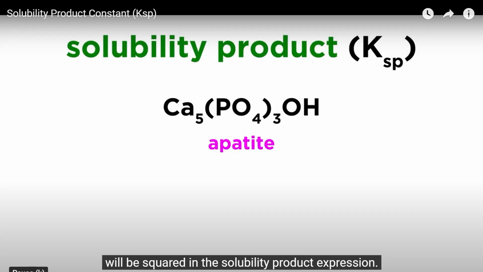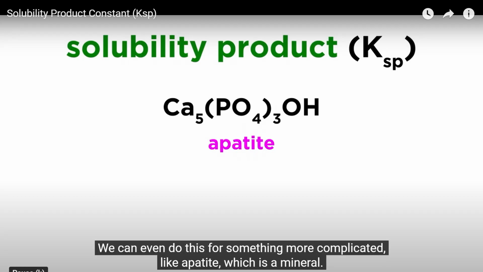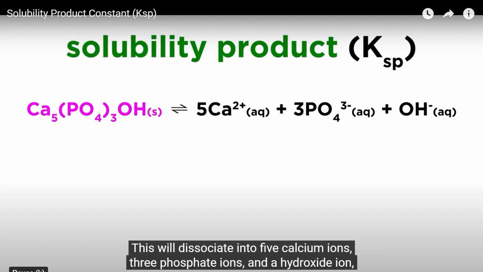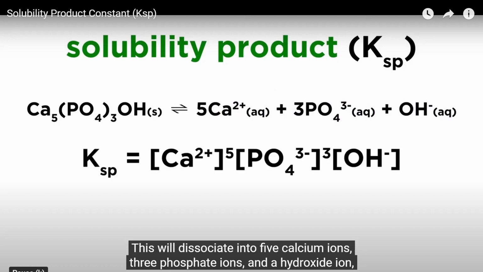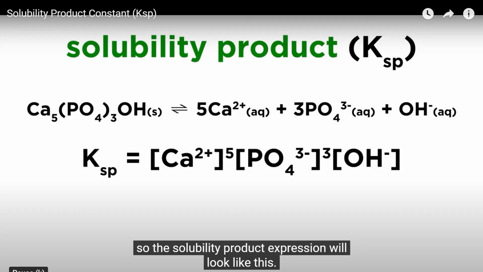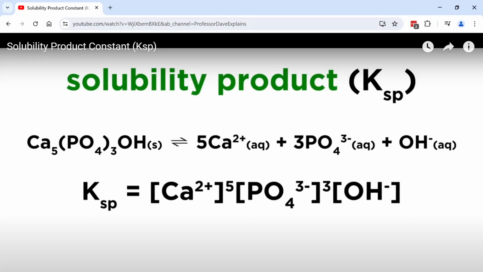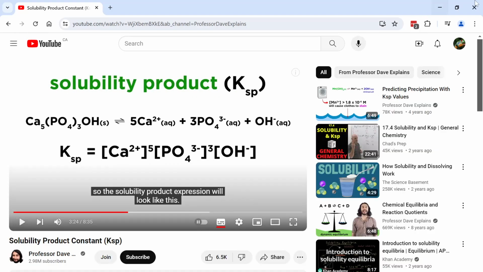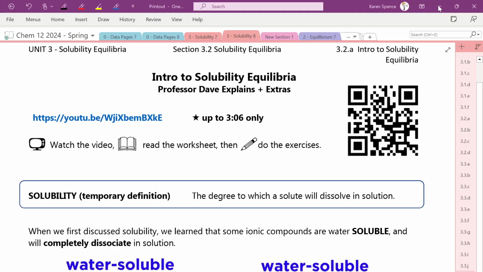If you're interested, we can even do this for something more complicated, like apatite, which is a mineral. This will dissociate into 5 calcium ions, 3 phosphate ions, and a hydroxide ion. So the solubility product expression will look like this. But like I said, we won't be looking at those in Chemistry 12. And in fact, that's as far as we're going to go today.